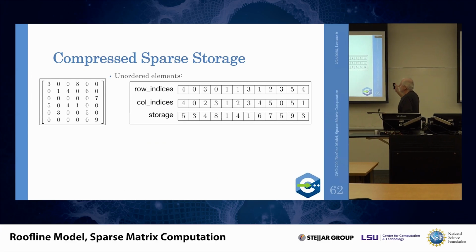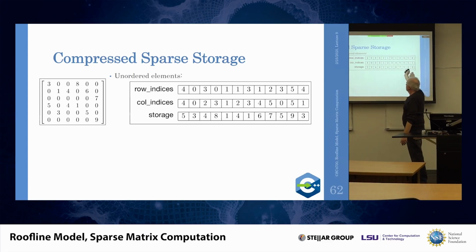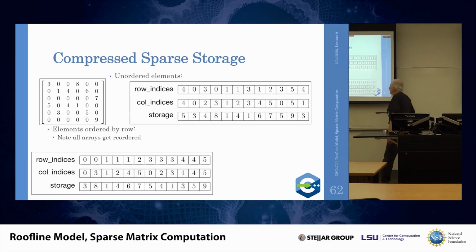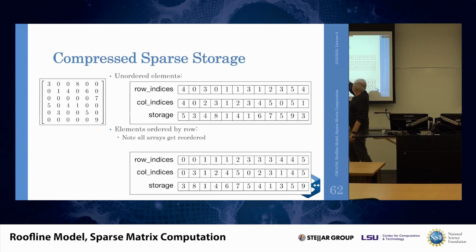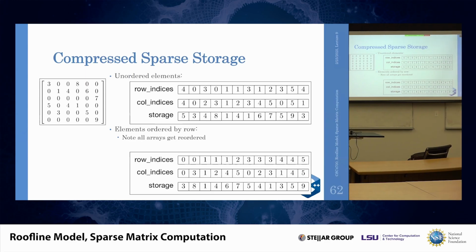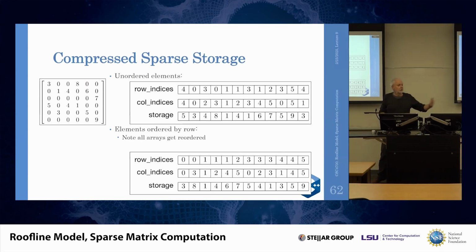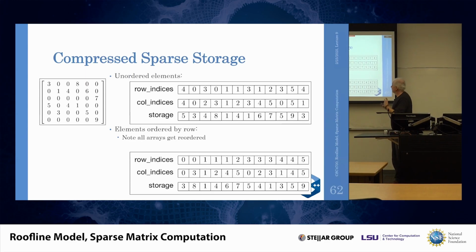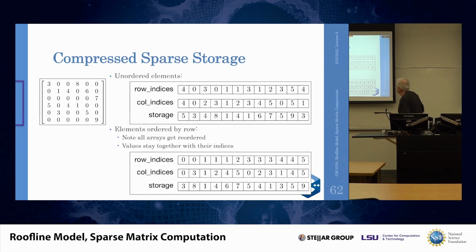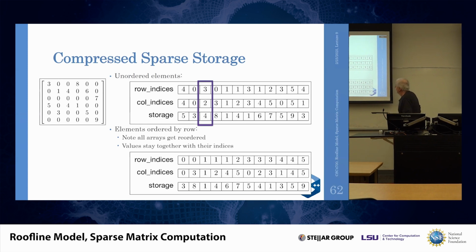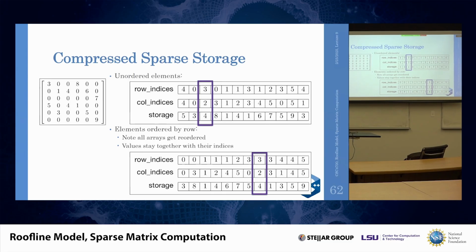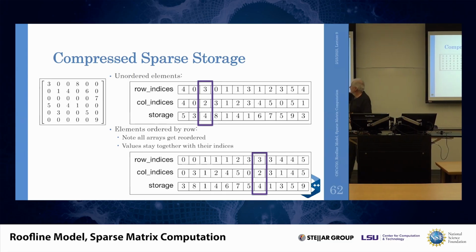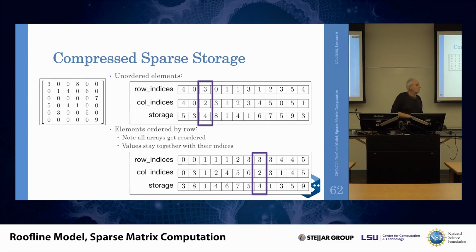So just to repeat, if we have a set of unordered elements and we order them, we have to make sure that we don't only sort one of those arrays. We have to sort all 3 arrays at the same time, obviously. Otherwise, we will mess up our data representation. So the values stay together while the sorting happens. So, for instance, this element is now here, and you see that the indices are still the same as in the original element.